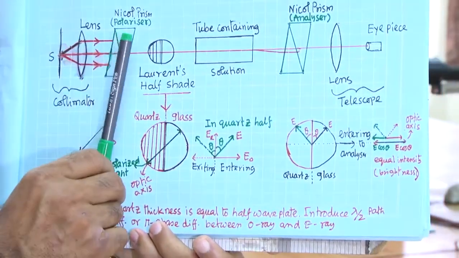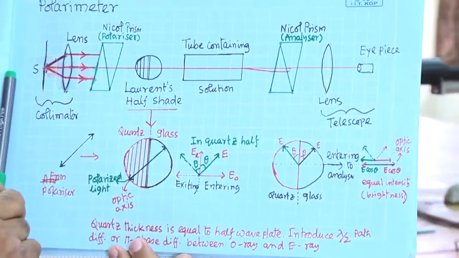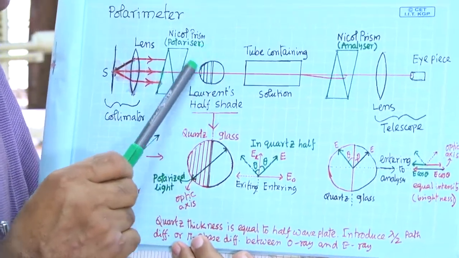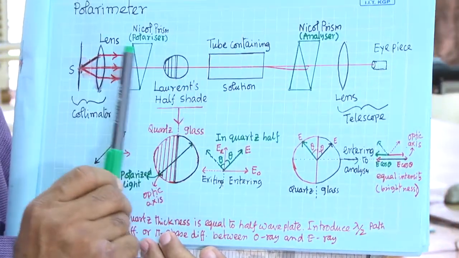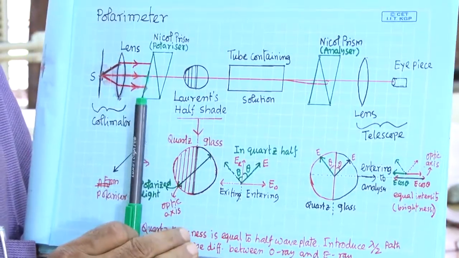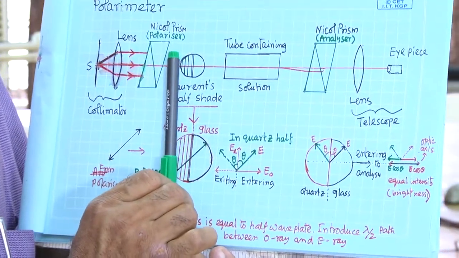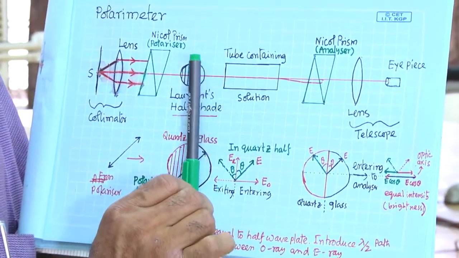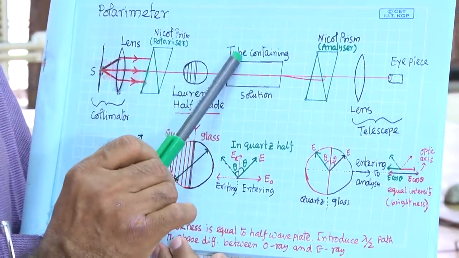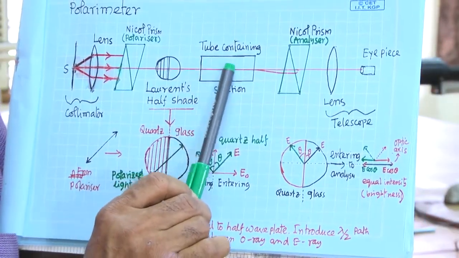Now it will pass through what is called a Lorentz half shade. What is a Lorentz half shade? I will explain. Then this polarized light will pass through the tube containing the solution.